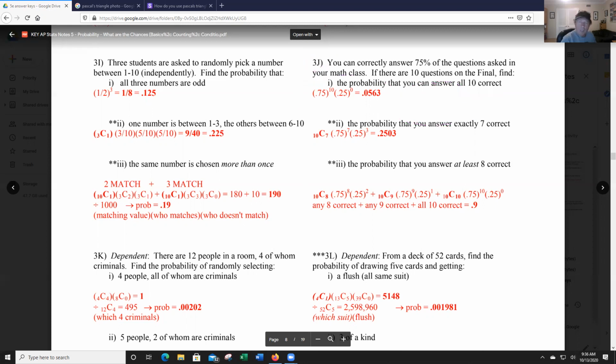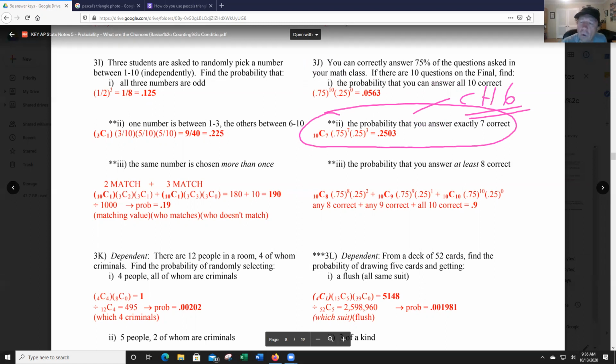And this one is starred. I'll do this one here. It would be something you would need to know in chapter 6. It's a binomial problem. Exactly 7 correct. Notice that the 0.75 happened 7 times and the 0.25 happened 3 times. 10 choose 7 is Pascal's triangle. There are 10 questions and you got 7 correct. This is something we would do in the binomial distribution on the calculator later in chapter 6.